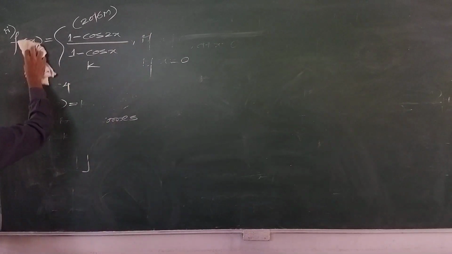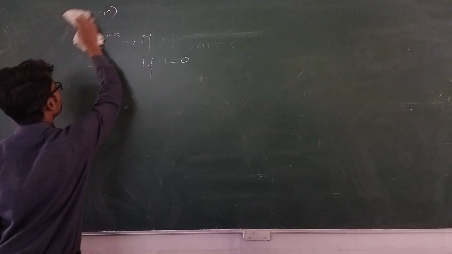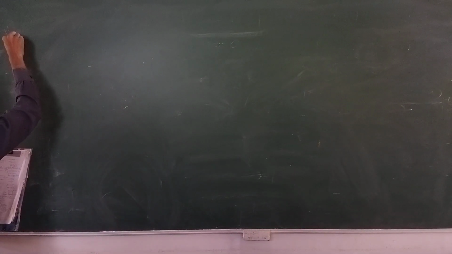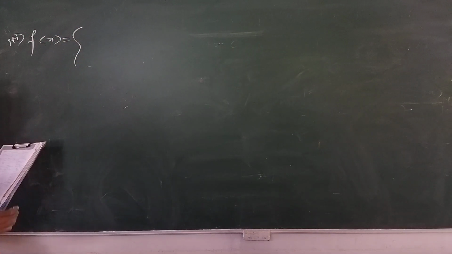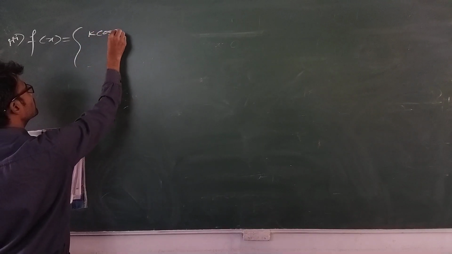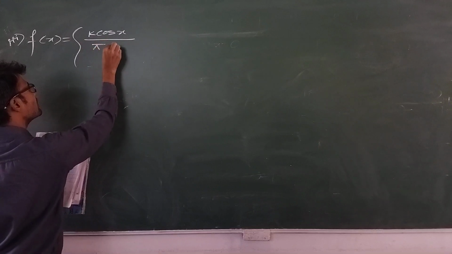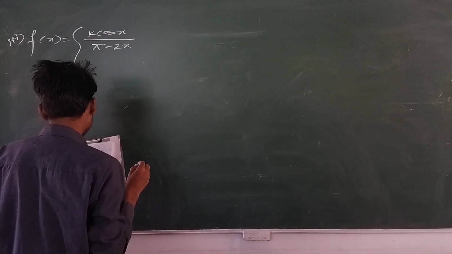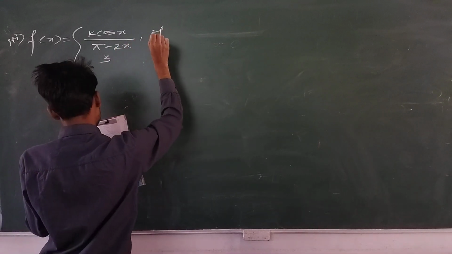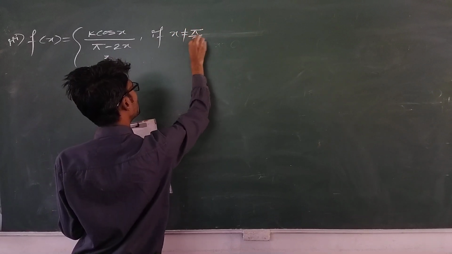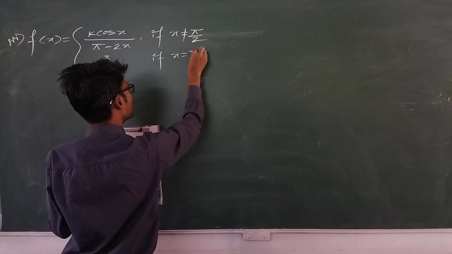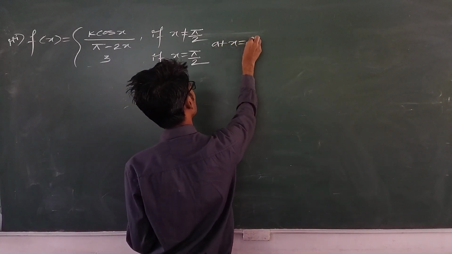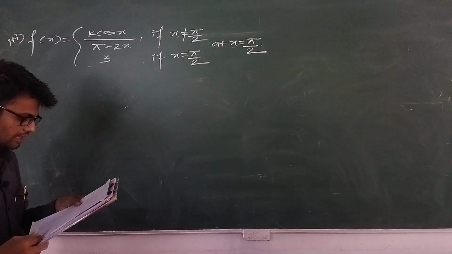Next example. Third one, we are having f of x is equal to k cos x divided by pi minus 2x, if x is not equal to pi by 2, and 3 if x is equal to pi by 2, and the function is continuous at x equal to pi by 2.